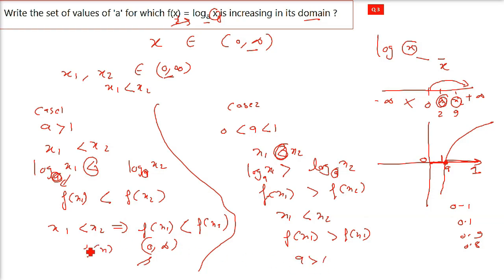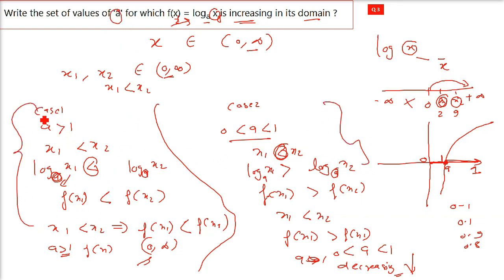That is, a greater than 1, we already found out. But in this, on the right case, it is not greater than 1, but it is between 0 and 1, then only it is defined. So here it is decreasing. If you have x1 less than x2 and you found f(x1) to be greater than f(x2), that means it is decreasing. And the second thing is x1 is less than x2. If f(x1) is less than f(x2), then it is increasing. So the case 1 is the answer of this question.